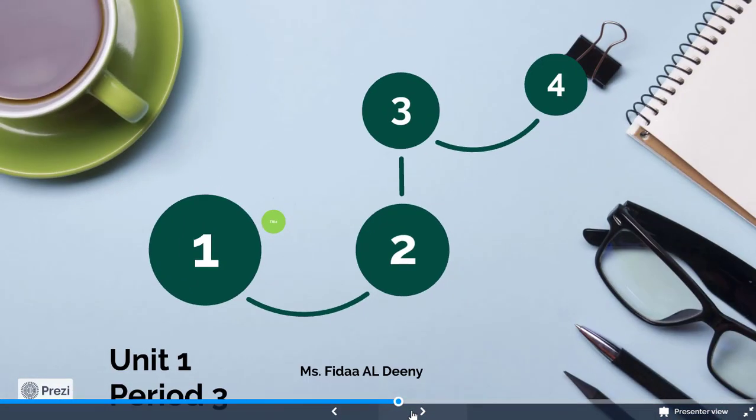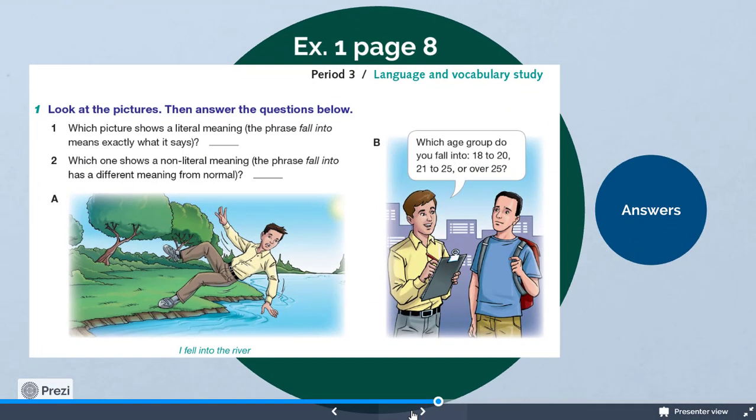Well, let's now get to our book. Open your book with me now at page number 8. In the book, page number 8, there is an exercise number 1. Let's read the rubric. Look at the pictures, then answer the questions below. Let's look at the pictures. We have two pictures here, picture A and picture B. Below picture A, we have a sentence. I fell into the river.